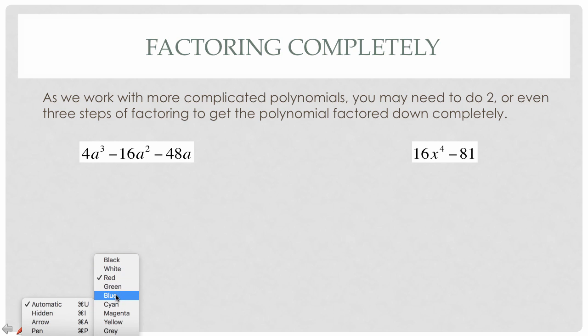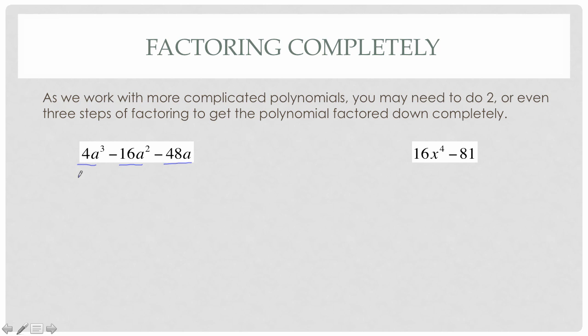Let's start with this first one on the left here. This is a big mess: 4a to the third minus 16a squared minus 48a. It's a trinomial, but there's some stuff I can do to help myself out here to simplify it. What is the greatest common factor? Well, they all have a factor of 4 between 4, 16, and 48. And they all have a factor of a. So let's factor that out and simplify our lives. If I divide all those out, they are all multiplied by 4a in common, but once I factor it out, I'm left with a squared minus 4a minus 12.